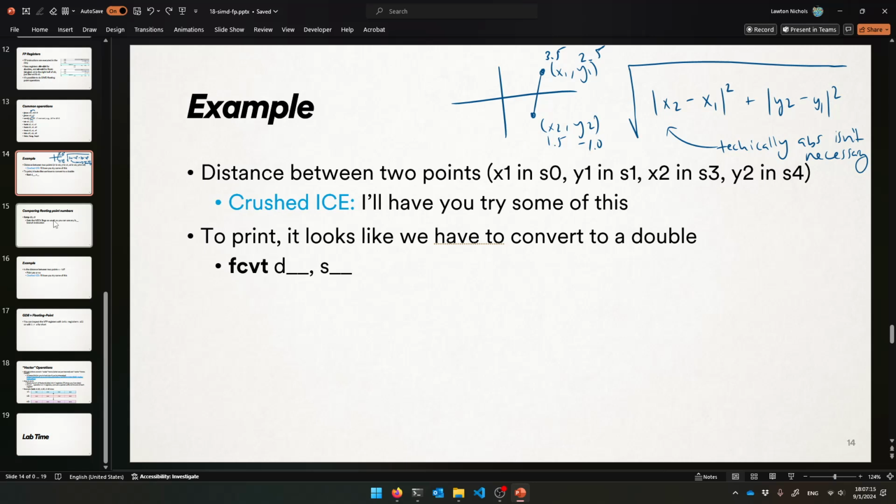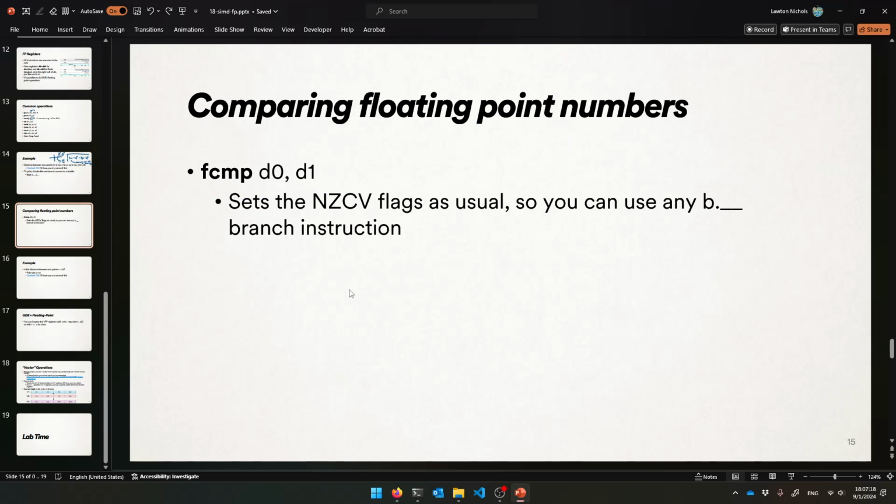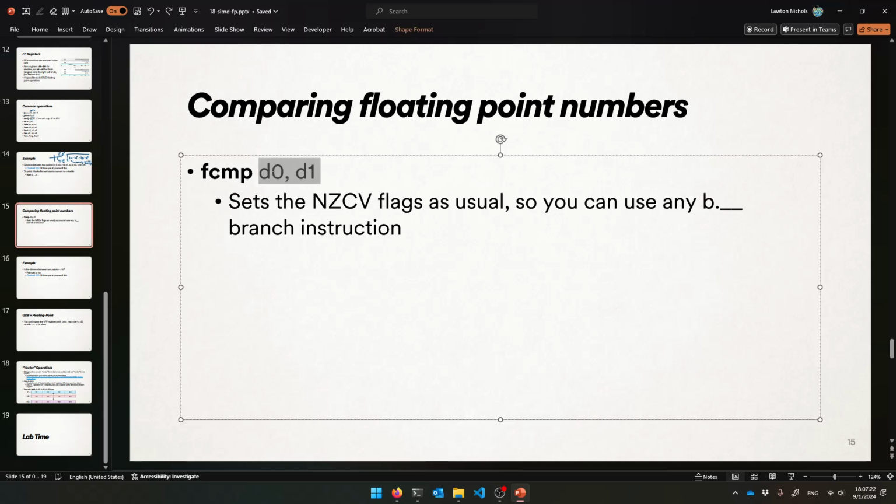Yay. Okay, next thing. Let's talk about comparing floating point numbers. All right? There's an fcompare for that. You do this, and it's going to set those NZCV flags just as usual. It's just fcompare rather than normal compare. And then you can branch as normal. Isn't that cool? That's very useful.